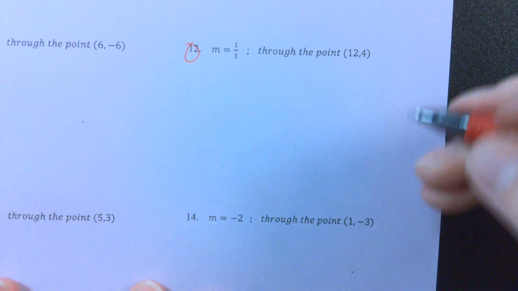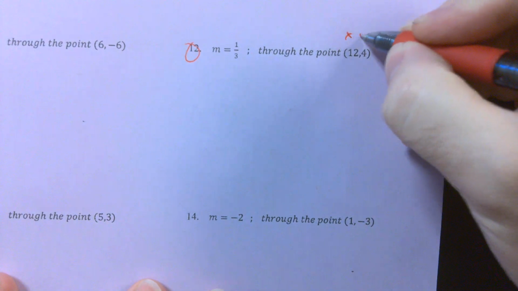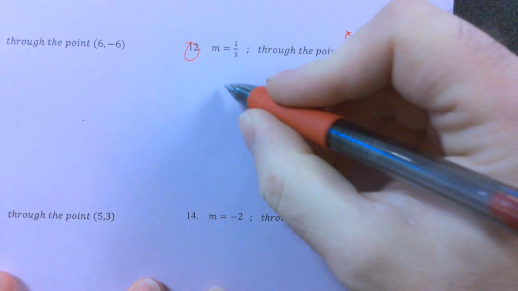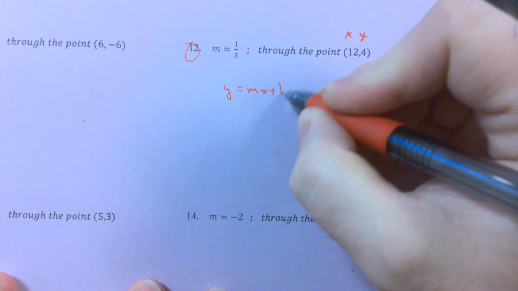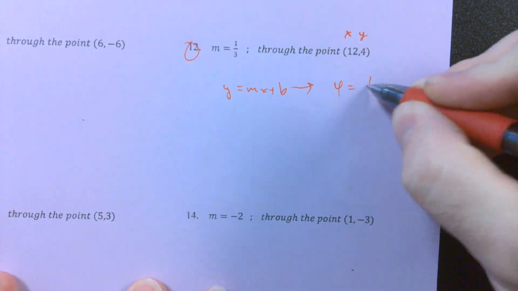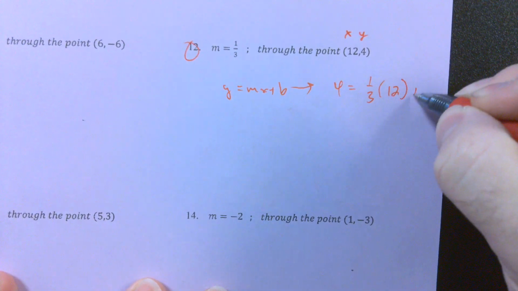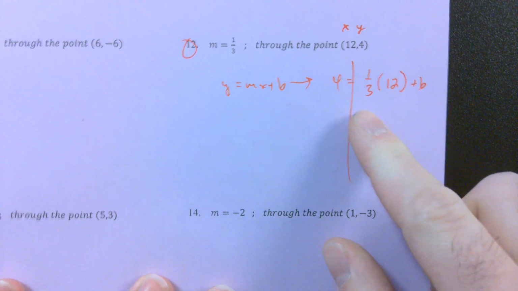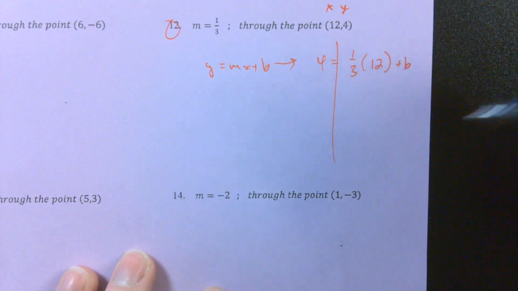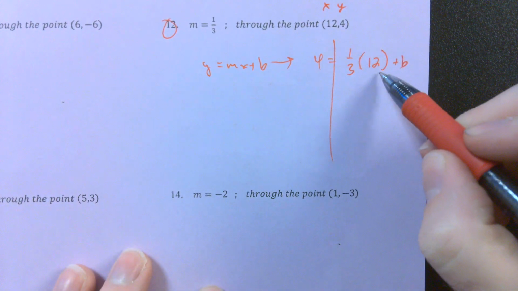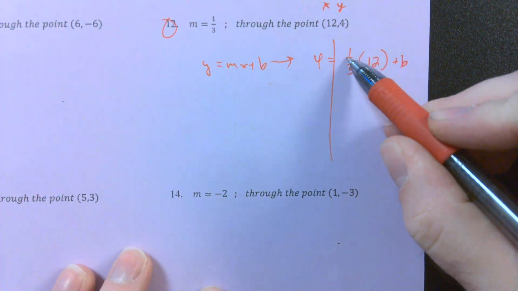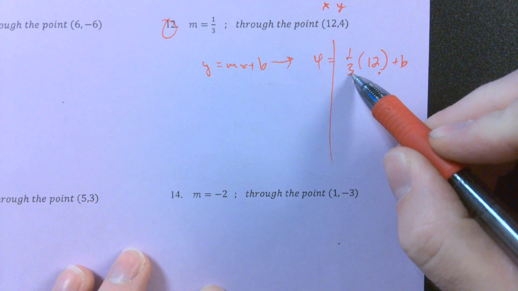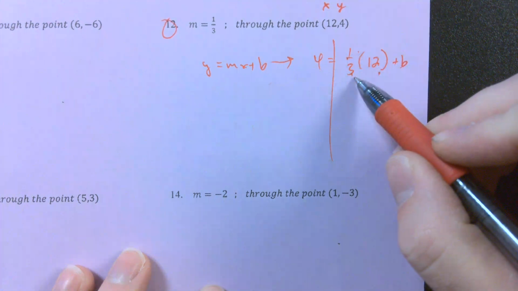Ooh, I got a fraction here. My x is 12, my y is 4. y is equal to mx plus b turns into 4 is equal to 1/3 times 12 plus b. Now with our fractions, like we said the other day, it's just like dividing. I take my big number 12 and I divide it by the denominator. Well, what's 12 divided by 3? 4.